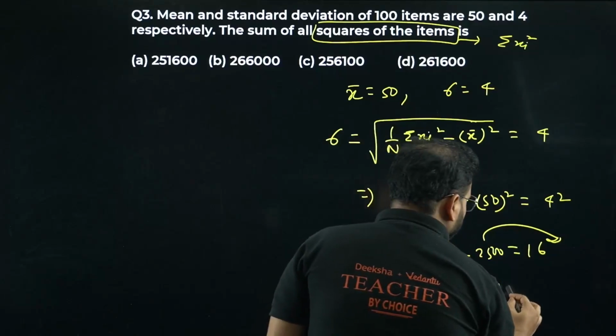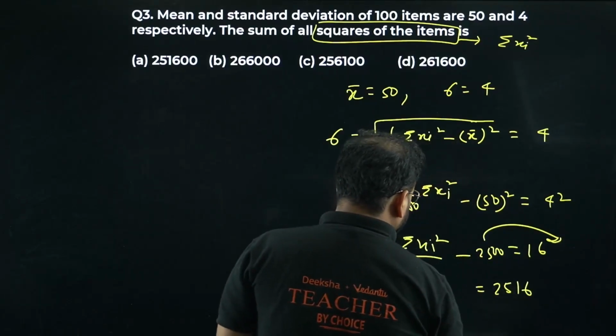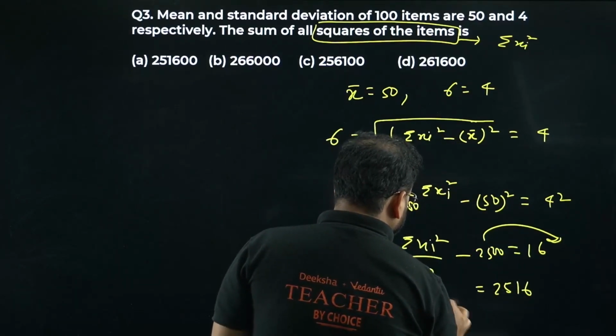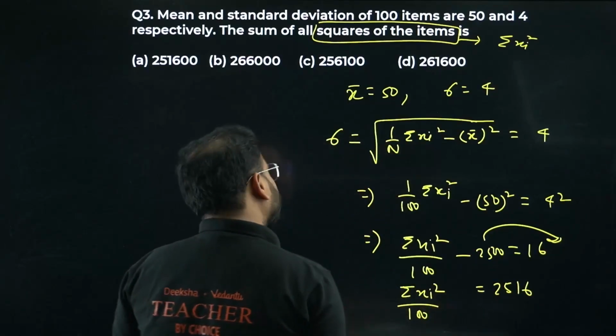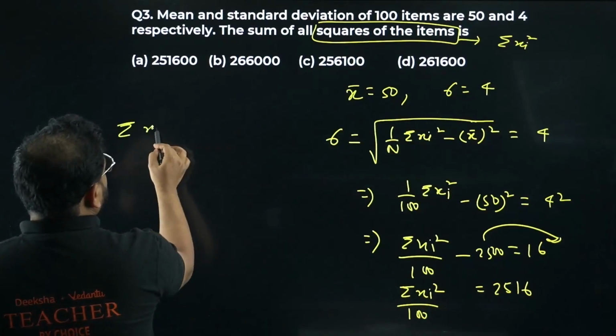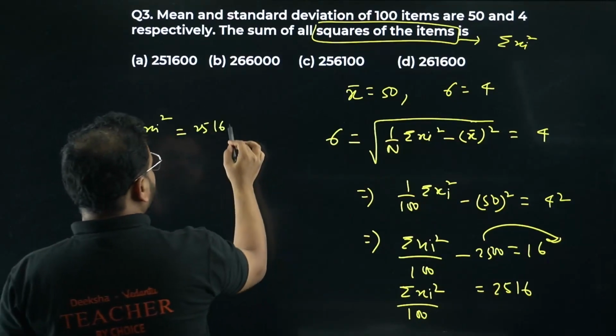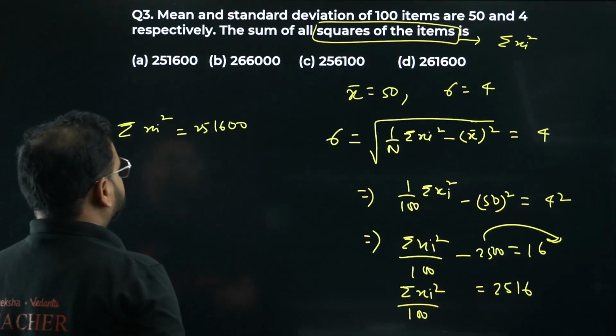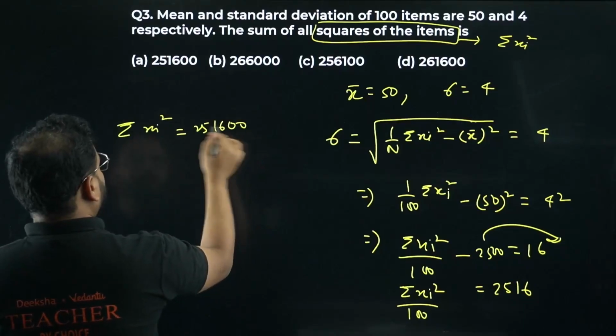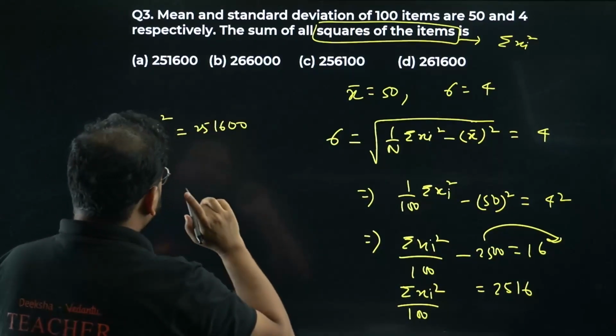So I'll have 2516 equals sigma xi square by 100. Simplify this. Sigma xi square equals 2516 multiplied by 100, so 251600. The option is A.